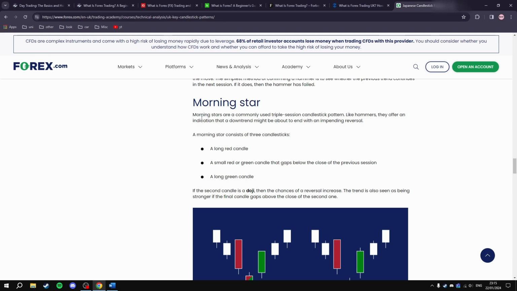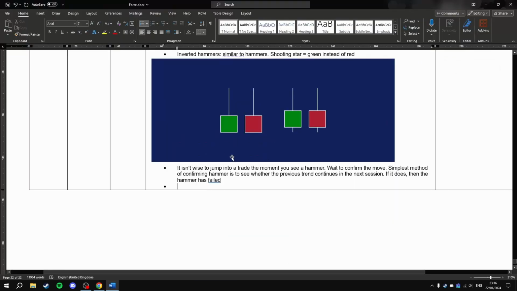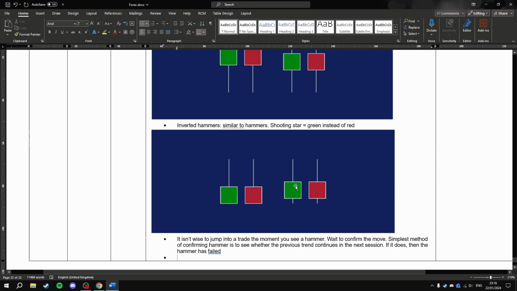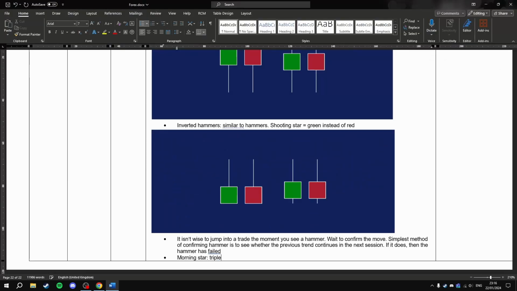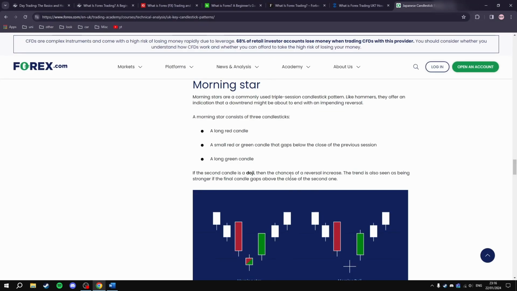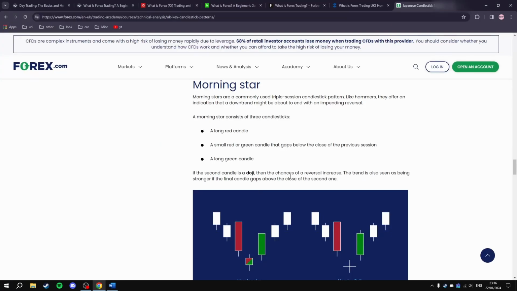Morning star. Morning stars are a commonly used triple session candlestick pattern. Triple session, so 3 candlesticks. Like hammers, they offer an indication that a downtrend might be about to end with an impending reversal.